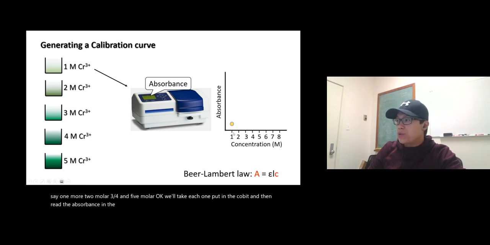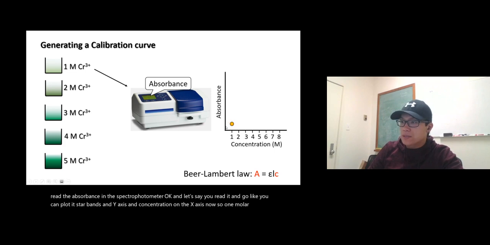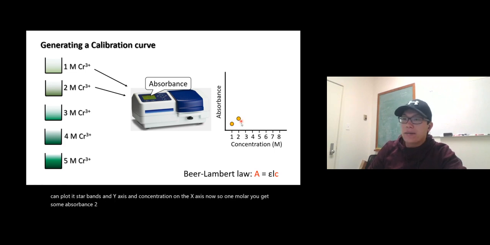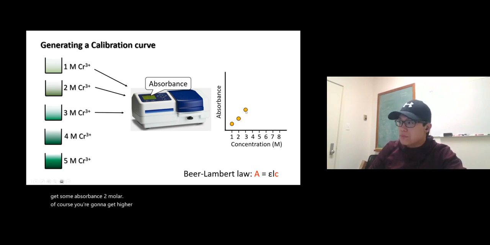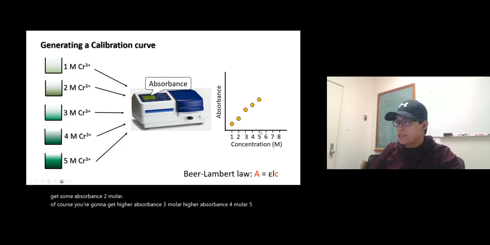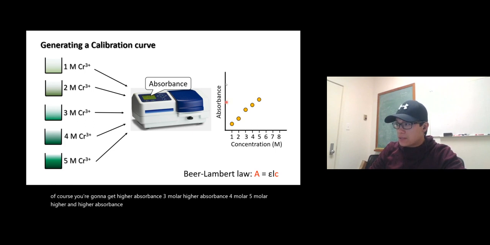Okay, and let's say you read it and you can plot it: absorbance on the y-axis and concentration on the x-axis. Now, so 1 molar, you get some absorbance. 2 molar, of course, you're going to get higher absorbance. 3 molar, higher absorbance. 4 molar, 5 molar, higher and higher absorbance. You're going to have a plot graph like this, right? Absorbance on y and concentration on the x-axis. Okay, you can find the slope of it. Take a look, it looks like a straight line.